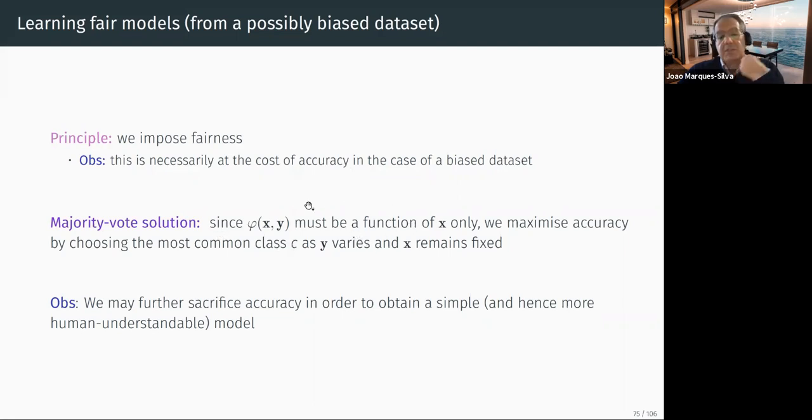So since we are going to compute a machine learning model, and that is a function, what we do is we pick the prediction that picks the most common class as I change i and I fix x. Okay, so essentially I'm saying that it does not depend on i, and I'm going to pick the one that occurs more often for y when x is fixed. And so this means that we allow, I'm going to talk about this shortly, even sacrificing even more accuracy to get a model that is simple for the user.